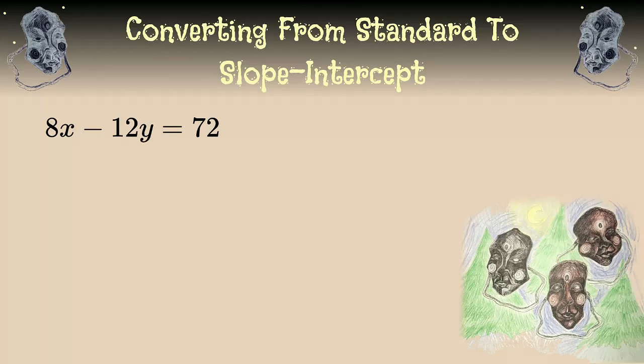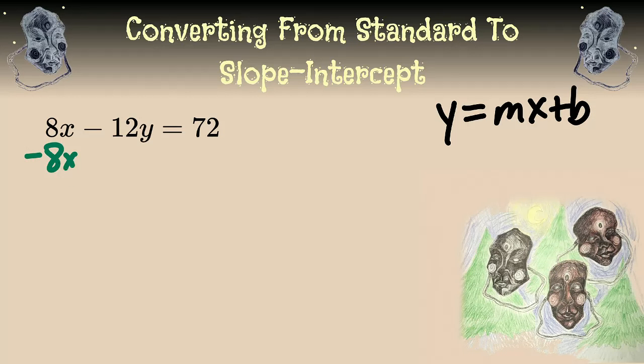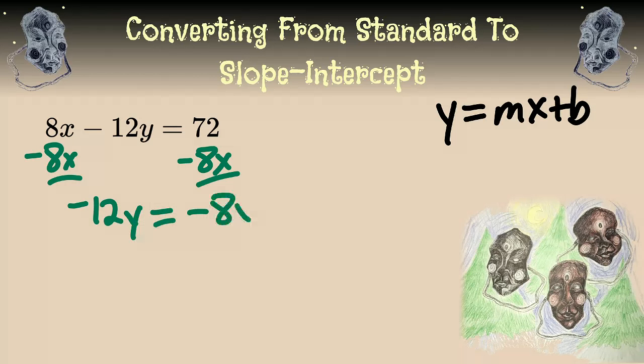Again, you always want to keep in mind what the form looks like that we need to get it into. So we're going to subtract 8x from both sides. We'll get negative 12y is equal to negative 8x plus 72. Questions so far as we move through that first step?